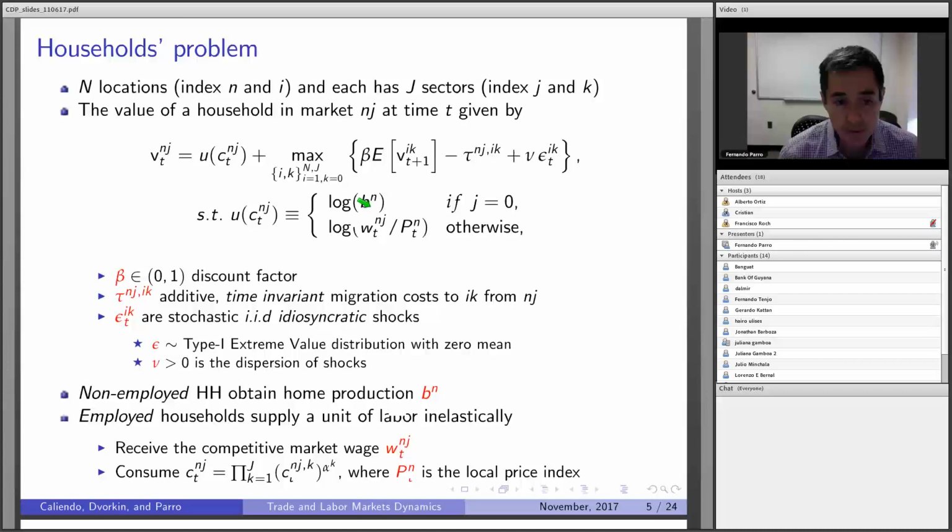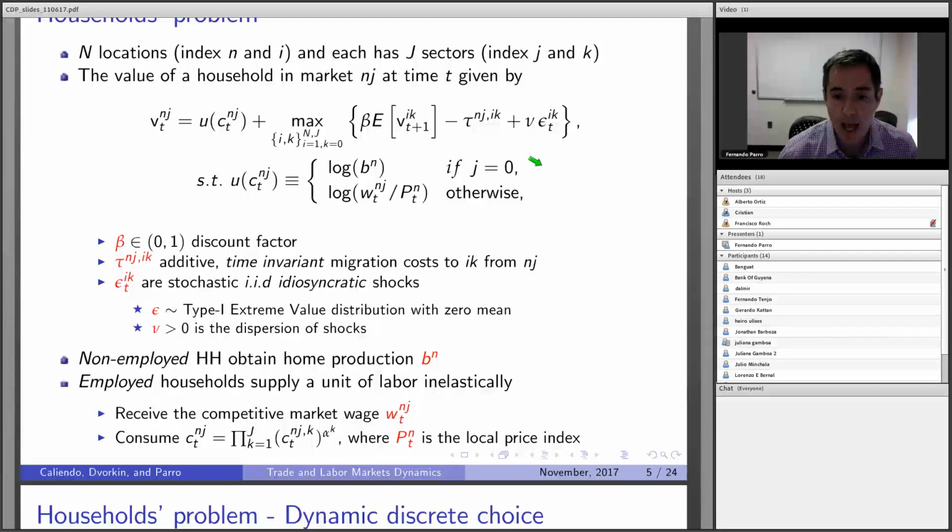And then this household decides today whether to stay in the same labor market or to move to a different labor market tomorrow. Specifically, she's going to go to the labor market that delivers the higher expected value, subject to mobility costs, tau, and subject to idiosyncratic preferences, epsilon. I'm going to talk about this now.